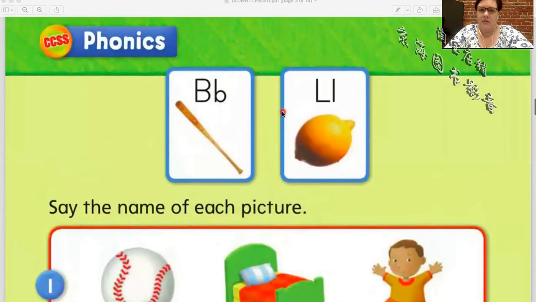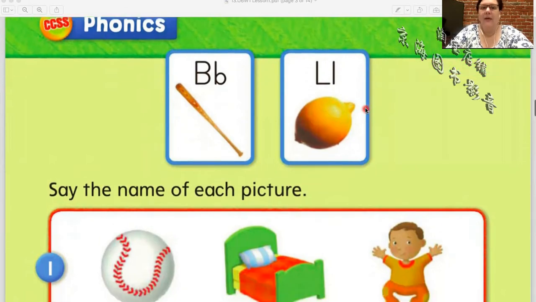Okay, let's go over our phonics. We have two letters here, so let's say them together: b, b, b, ba. Ba, ba, and this is a bat. Very good. L, la, la, la, and this is a lemon. So sour and yucky. Okay, so that's a lemon.